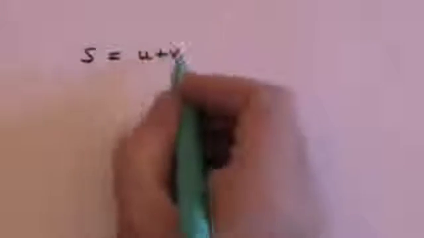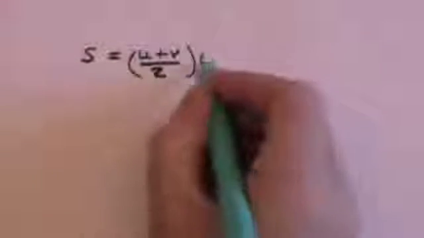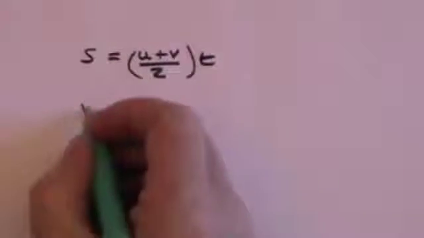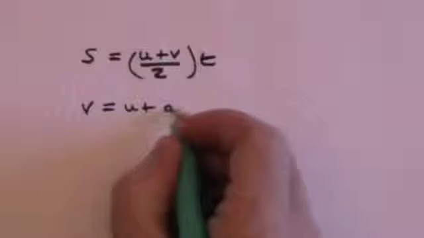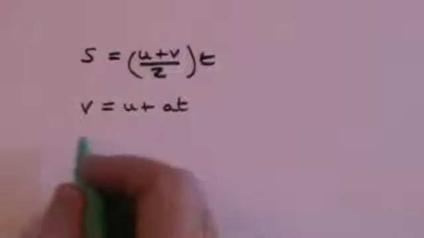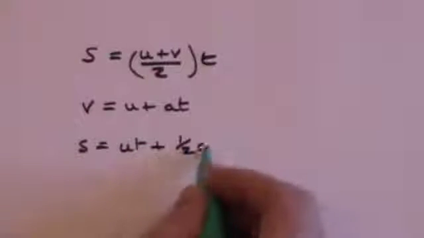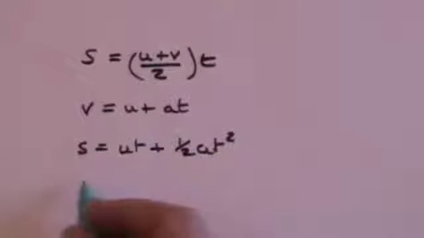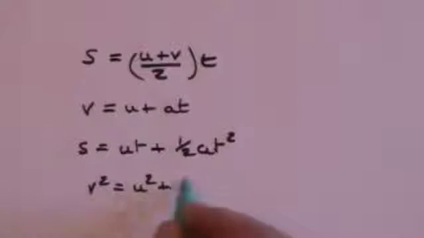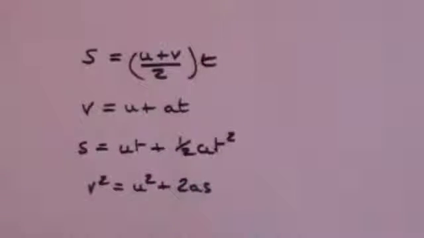So having done all of those, you might ask, what's the point? Well, let's just remind you of the 4 suvat equations. The first is s equals u plus v over 2 times t. The second is v equals u plus at. The third is s equals ut plus a half at squared. And the final one that we just derived, v squared equals u squared plus 2as.